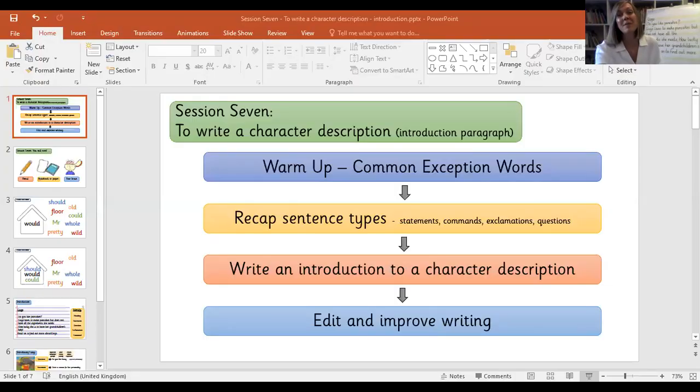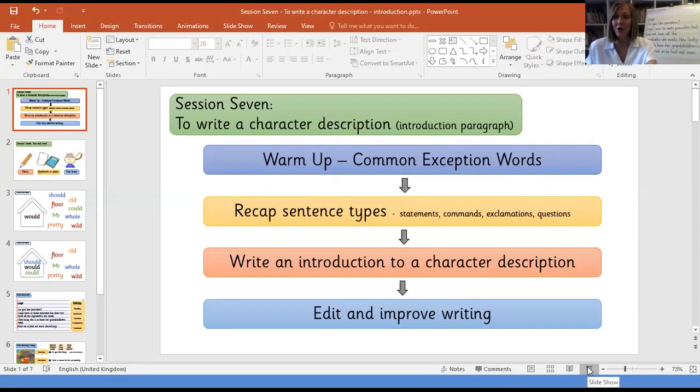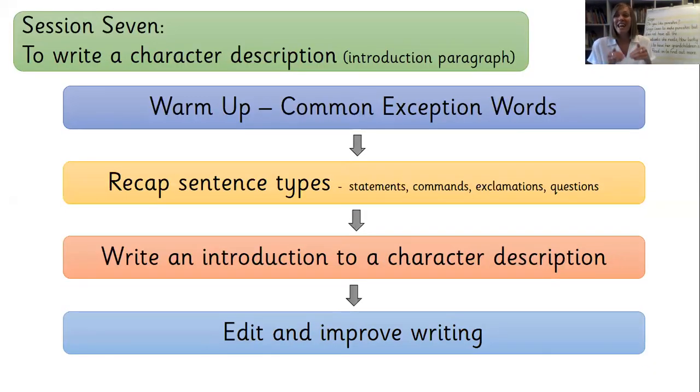So session 7 is writing a character description, but we're going to be looking at the introduction part. So the paragraph, the chunk of writing, which will be the introduction, the very start of our character description. We'll warm up our brains first by doing a common exception word game. Then we'll just have a quick recap on all our sentence types. Then you're going to start writing your introduction to our character description. And then you're going to have a little look at my character description. I've had a bit of a go. It might need some editing and it might need some improving, so you're going to have to help me.